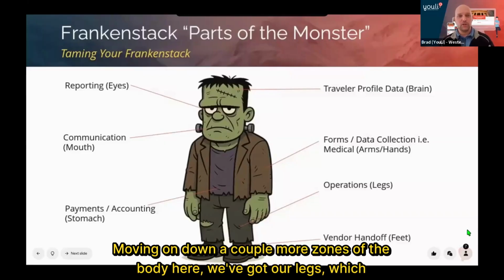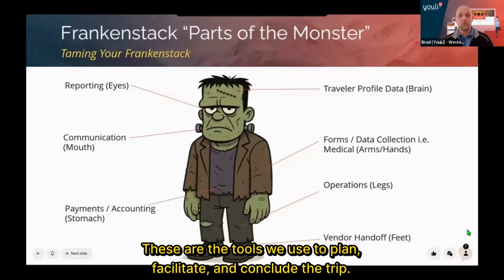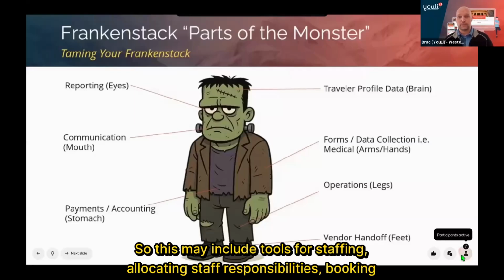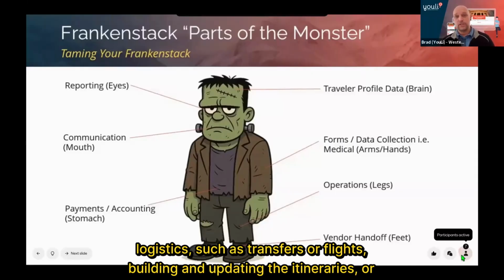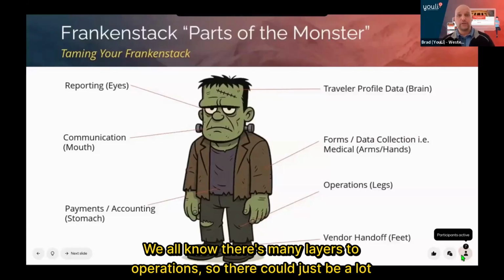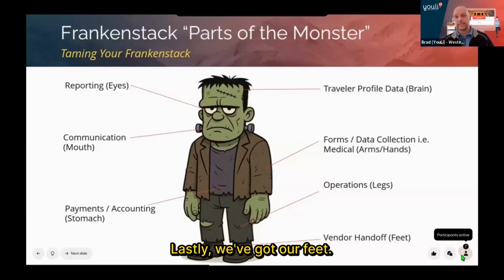Moving on down a couple more zones of the body here. We've got our legs, which represent our operations. This has got our monster moving. These are the tools we use to plan, facilitate, and conclude the trip or our travel experiences. So this may include tools for staffing, allocating staff responsibilities, booking logistics, such as transfers or flights, building and updating the itineraries, or contacting vendors, just to name a few. We all know there are many layers to operations, so there could be a lot inside those legs that keeps the operations moving.